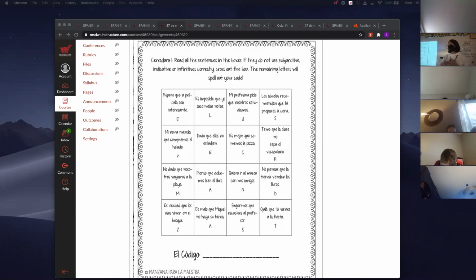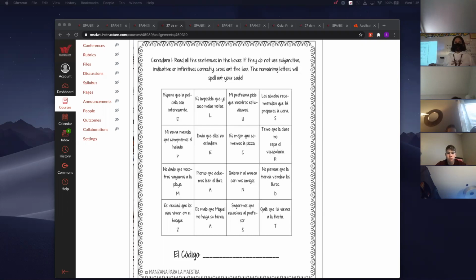So let's look at it. Espero que. Well, that's on my list. Espero que, I think is on my list, right? It says, I hope that. So there's doubt or emotion. I hope that the movie is interesting. So there's a change of subject because it's I and the movie.